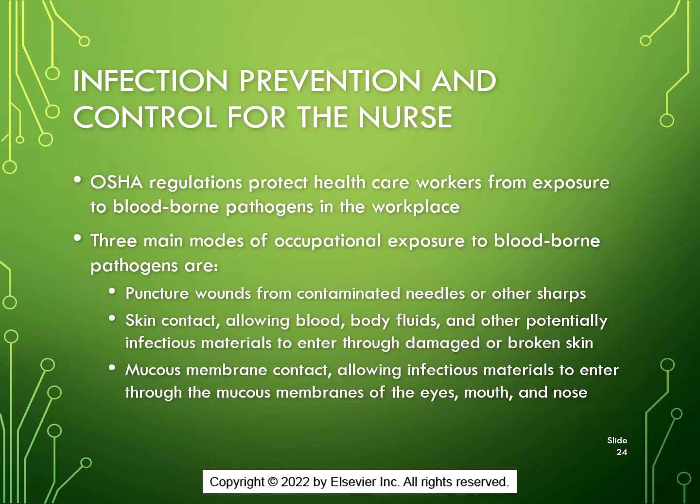There are three main modes of occupational exposure to bloodborne pathogens. These include puncture wounds from contaminated needles or other sharps, skin contact, allowing body fluids, blood, and other potentially infectious materials to enter through damaged or broken skin, and mucous membrane contact, allowing infectious materials to enter through the mucous membranes of the eyes, mouth, and nose.